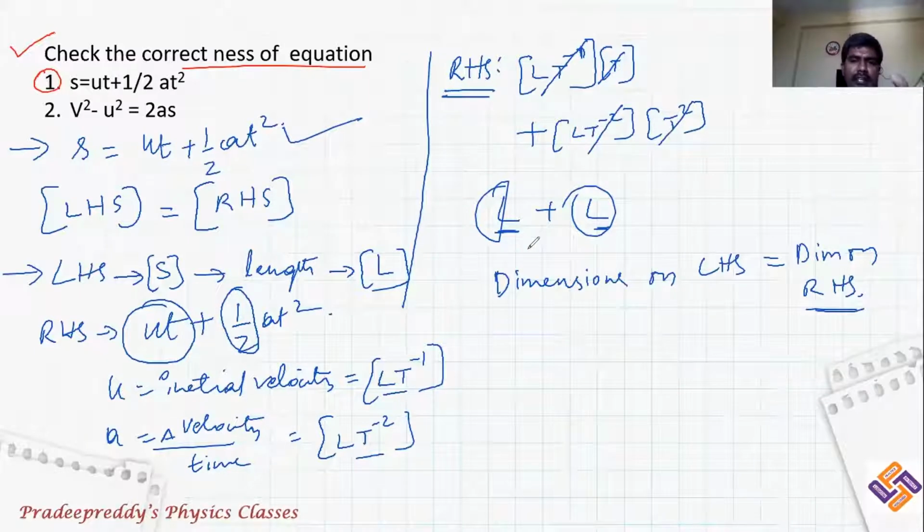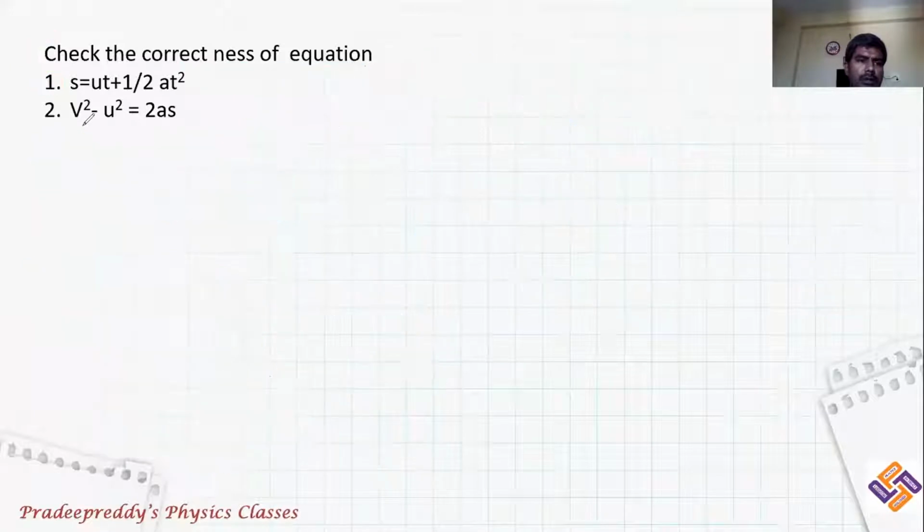Simply take left hand side, write down its dimensions. Take right hand side, write down its dimensions. If both the dimensions are equal, that equation is correct. If they are not equal, then that equation is not correct. Now let me explain one more equation.